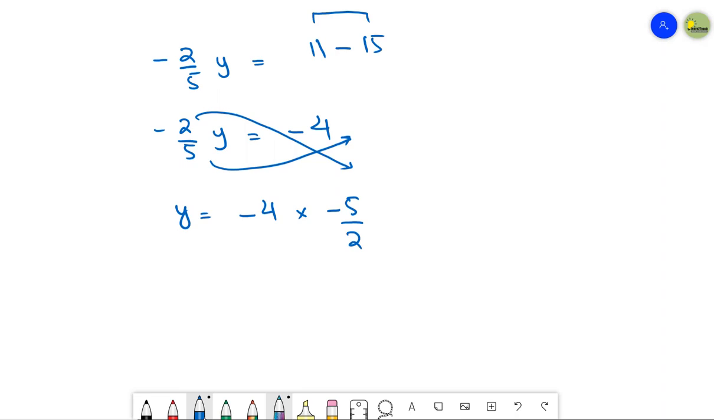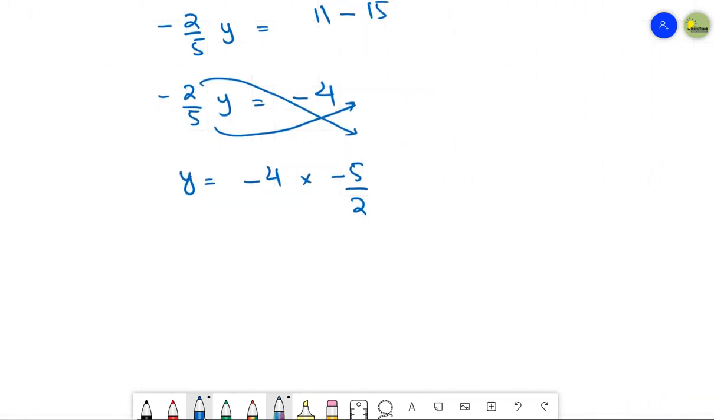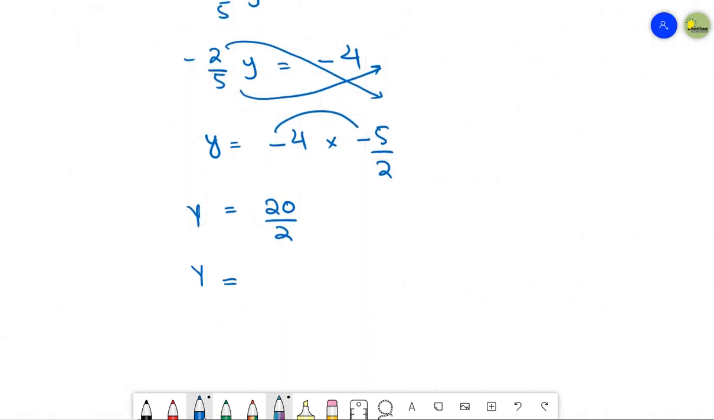You are supposed to change this fraction. If it is minus 2 upon 5 and it is shifted to the other side, so 5 will be written in the numerator and 2 in the denominator so that the operation can be changed. 5 was dividing over here on one side. When it is shifted to the other side, it will be multiplied. That's why I have written it in the numerator, and 2 is written in the denominator so that it can be divided. So minus minus is plus. 4 fives are 20 upon 2. This is y equals to 20 upon 2. You can simply cancel it. 2 ones are 2, 2 tens are 20. So y equals to 10 is going to be the answer.